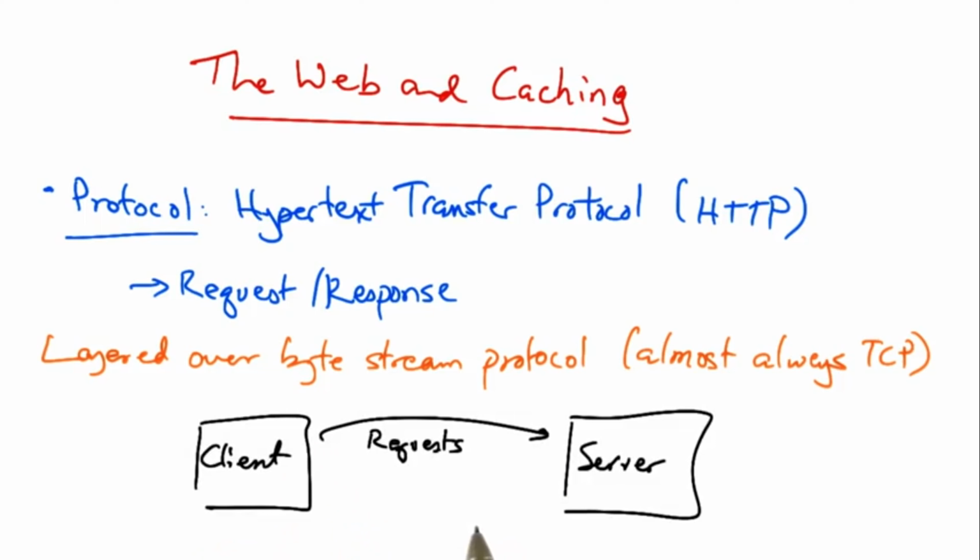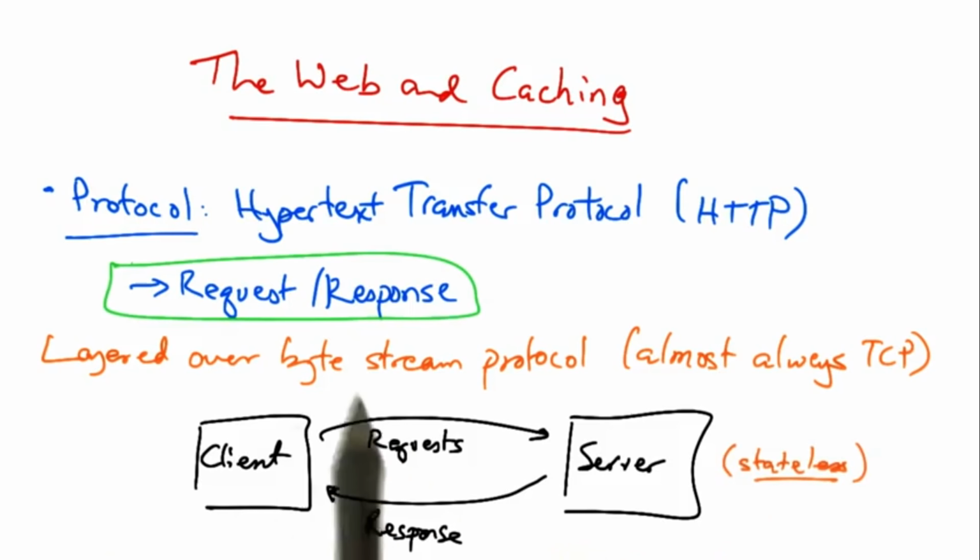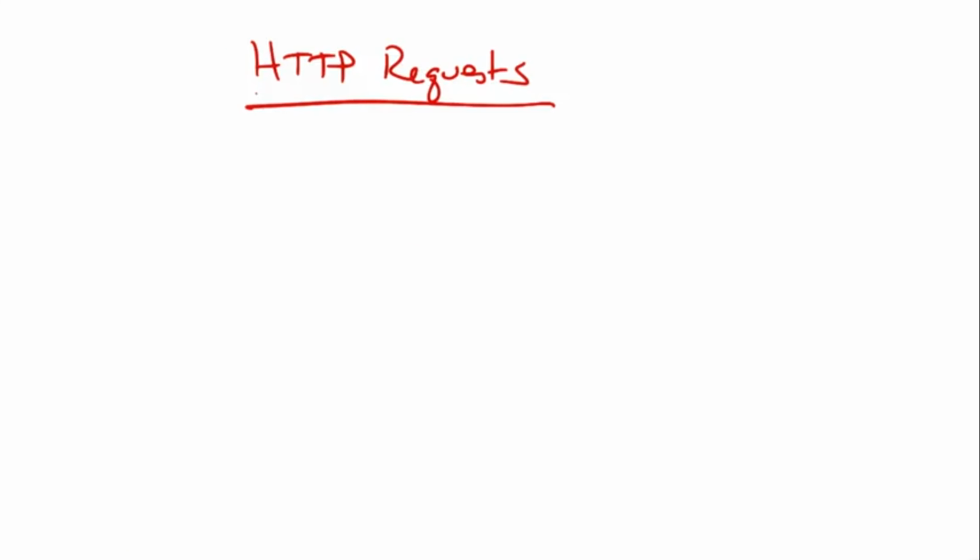A client sends a request to a server asking for web content, and the server responds with the content, often encoded in text. The server maintains no information about past client requests. Thus, we say the server is stateless. Let's take a quick look into the format of HTTP requests and responses. Let's first take a look at the contents of an HTTP request.